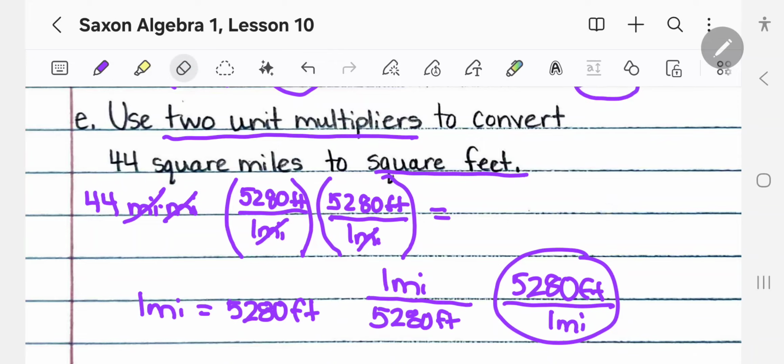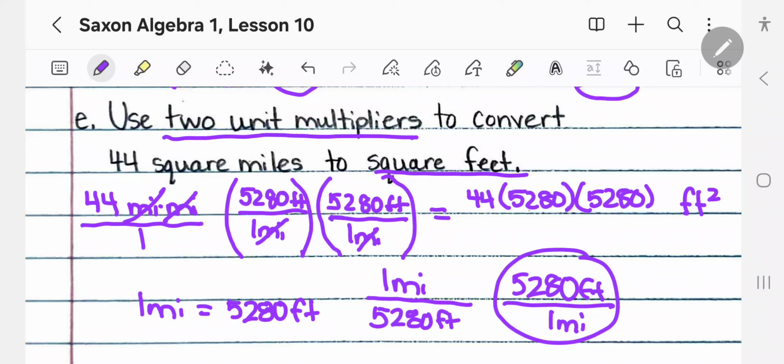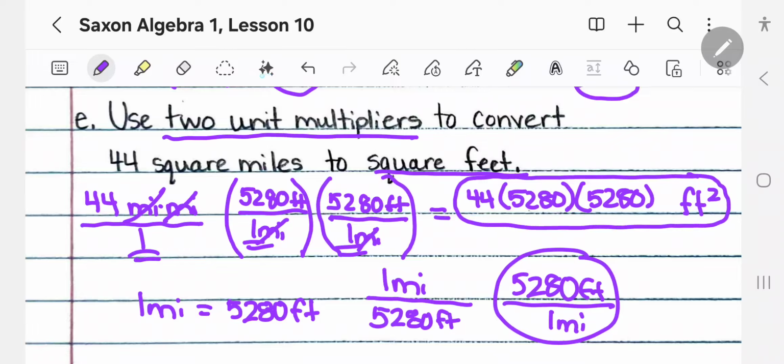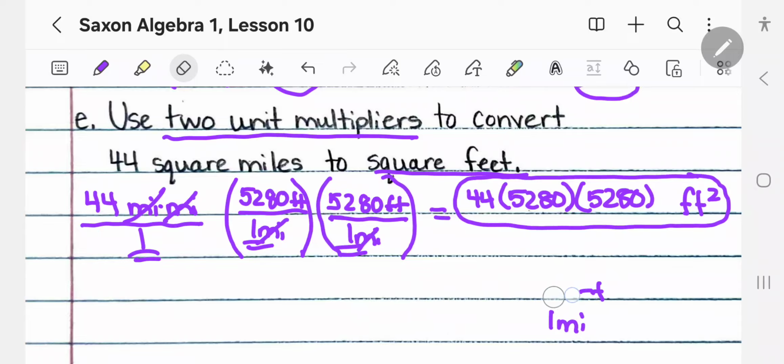And I'm going to need to move that over, way over here probably. So when I multiply this out, remember this is like over 1. If you wanted to make a whole number into a fraction, you just put it over 1. So it's going to be 44 times 5,280 times 5,280. And then that's square feet. And that's all over this 1 times 1 times 1, which is just 1. So if you have a 1 in the denominator, you don't need that fraction listed as fraction. It's a whole number, right? So there's your answer to E.